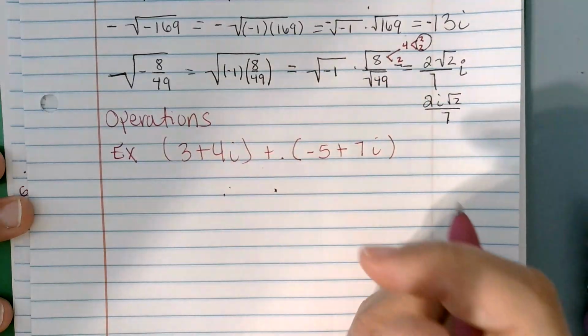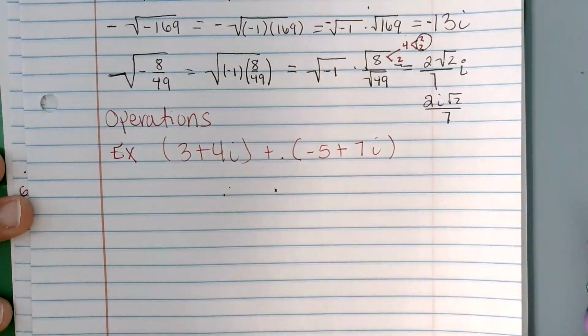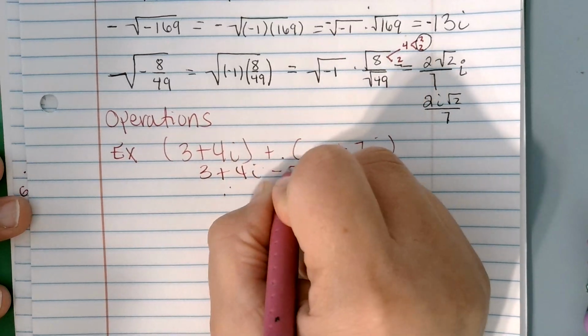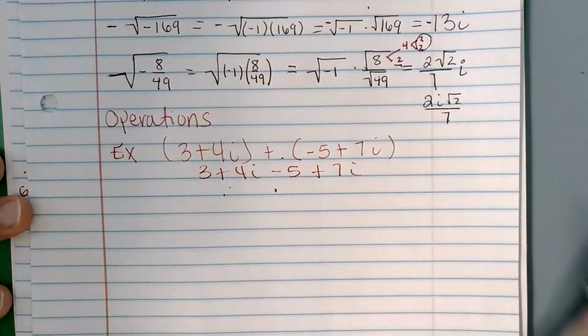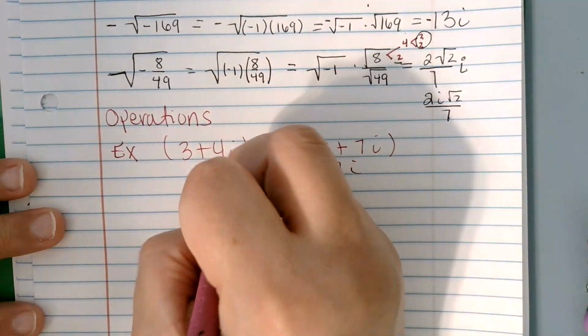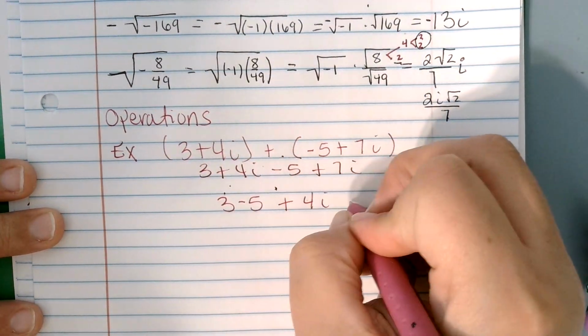So I can drop my parentheses if I don't have anything to distribute. Or I can think about this as the associative property. We're going to regroup our real parts, so 3 minus 5, and regroup our imaginary part.